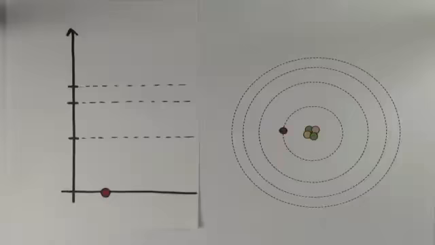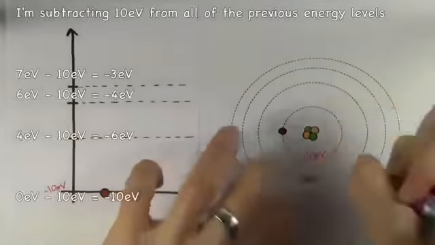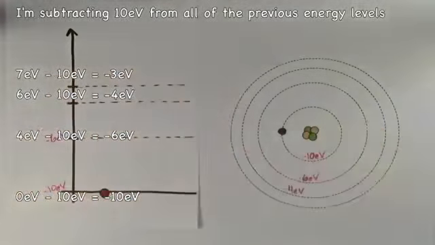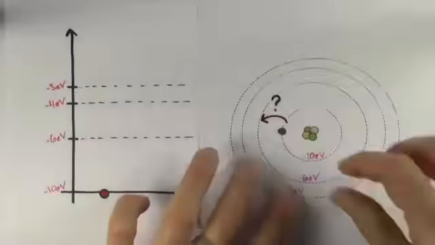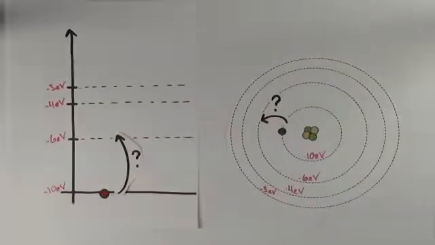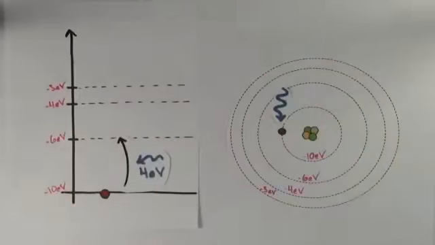So to make our hypothetical atom a little more realistic, let's subtract 10 eV from each energy level. This doesn't really change anything. In order for the electron to get from the negative 10 eV ground state to the negative 6 eV first excited state, it's still going to take a 4 eV photon. People do get confused with the negative signs though, so be careful.